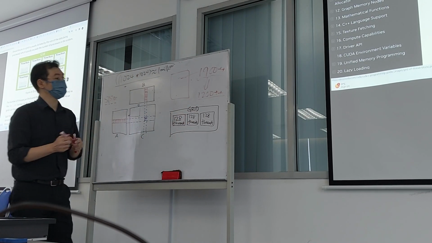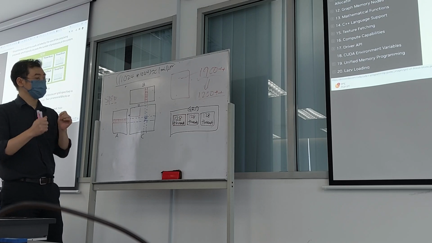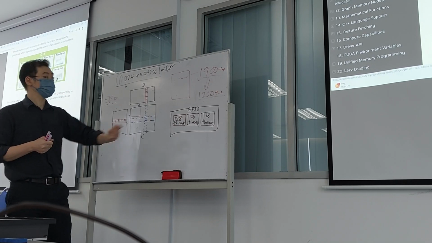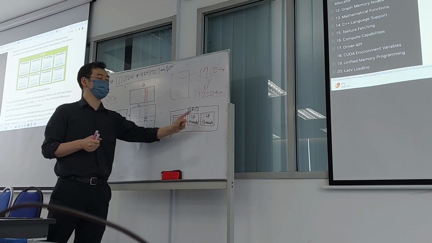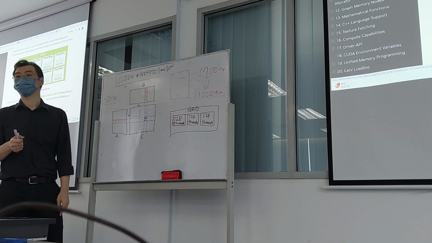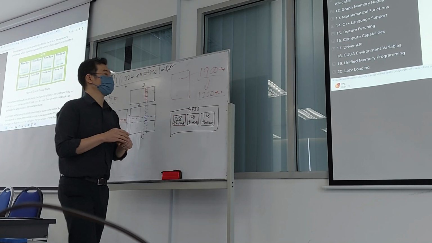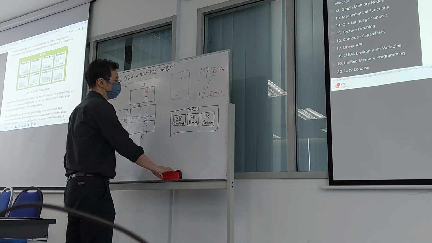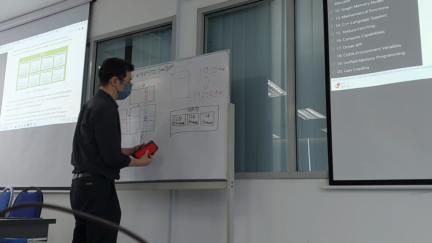Okay? So I can specify two things. In a block, how many threads? In a grid, how many blocks? And the block always has the same size. Okay? Now, how does it run our program? Okay, let's have a look at our program.